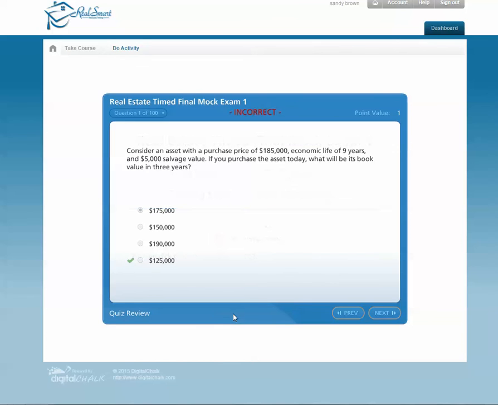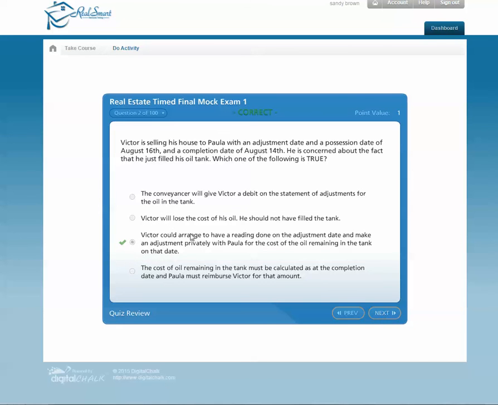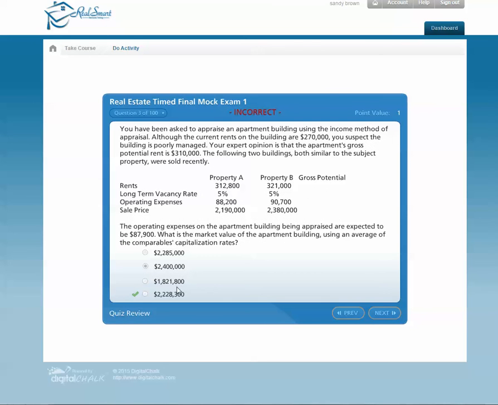They can go back and they can review their mock exam. So let's pretend I chose this answer. It was incorrect. The correct answer is this one. And so on. So they can go through the whole exam. Oh, look at that. I got that one correct. And again, I got this one incorrect. I chose this answer. And the answer's here.